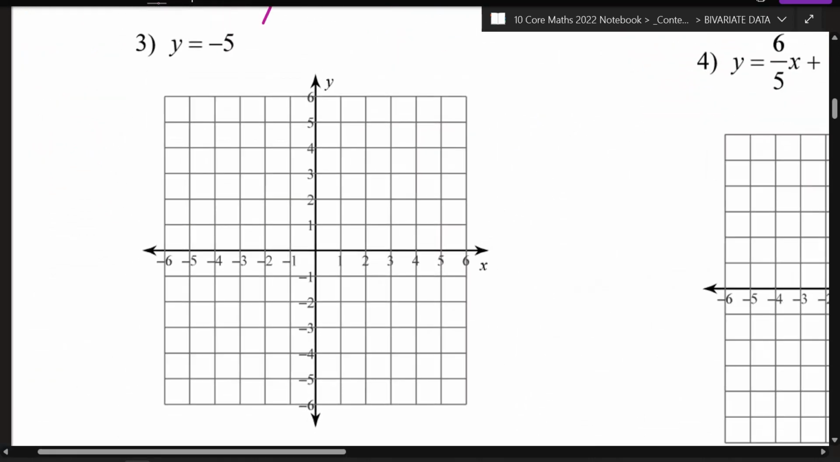y equals -5. Okay, now can anyone tell me, is there a gradient here? No. Remember, the gradient is the number that's coupled with the x. Do you see an x here? No. So that means there's no gradient. All you have is a what? Just the y-intercept, which is -5.